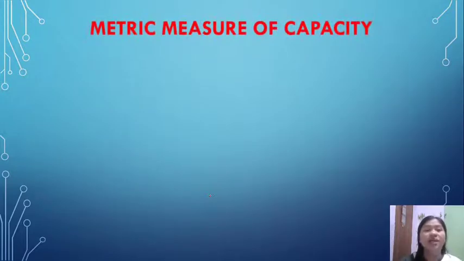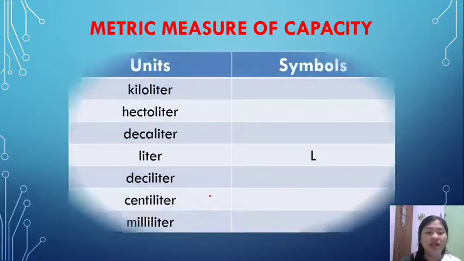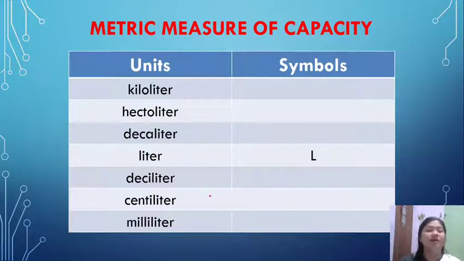So how about the measure of capacity? So in measuring capacity in the metric system, you have the unit which ends with liter. So we are going to put liter in the middle. So this will serve as our base unit because it has no prefix. Mamaya malaman nyo kung bakit yun yung base kasi sa kanya tayo magsisimula later on. So we are going to use the same prefixes. You have kilo, hecto, deca, deci, centi, and milli.